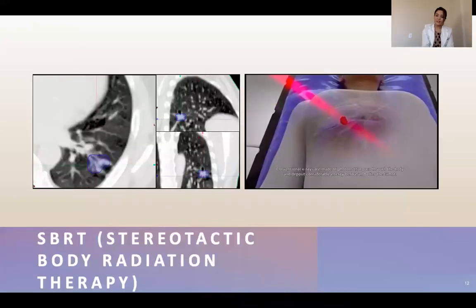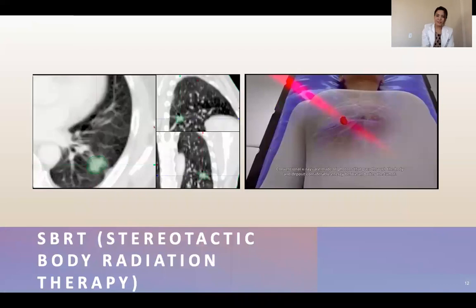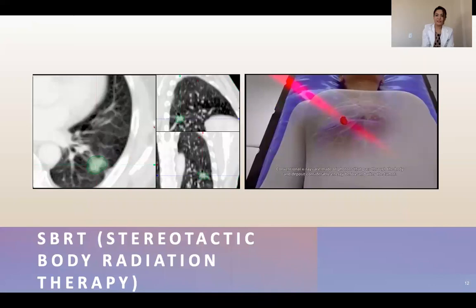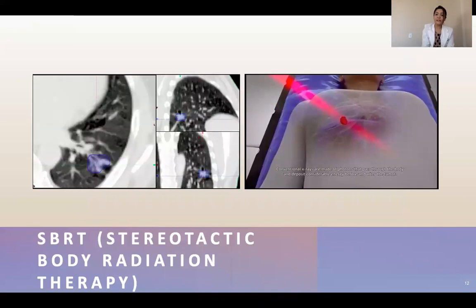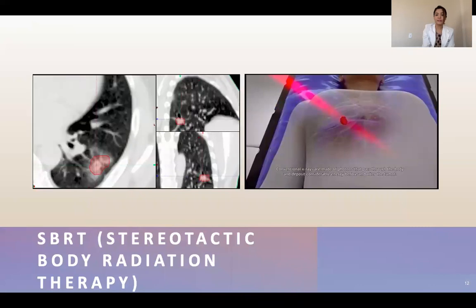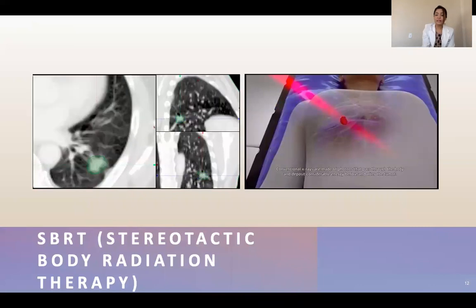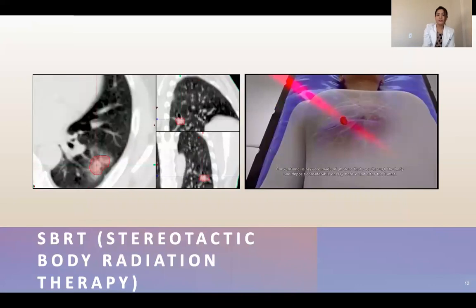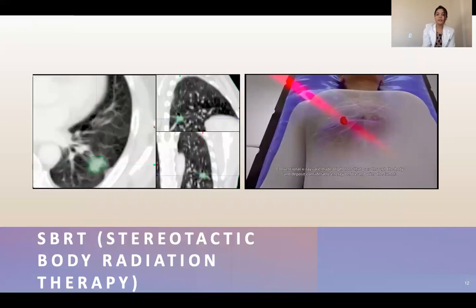So what is stereotactic body radiation therapy? Stereotactic body radiation therapy is the main focus of my presentation today. With this technique, very high doses of radiation are used to kill the malignant cells. And with this technique, the radiation beams do not affect the surrounding healthy tissues. It only affects the tumor.